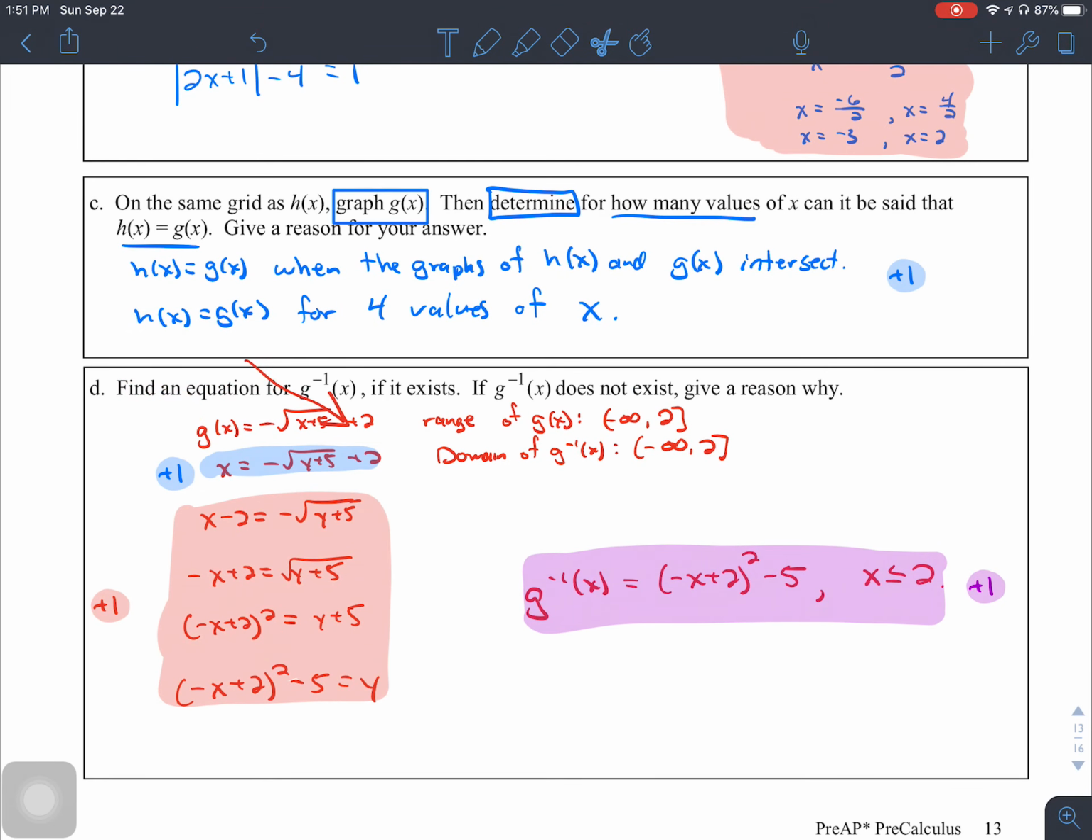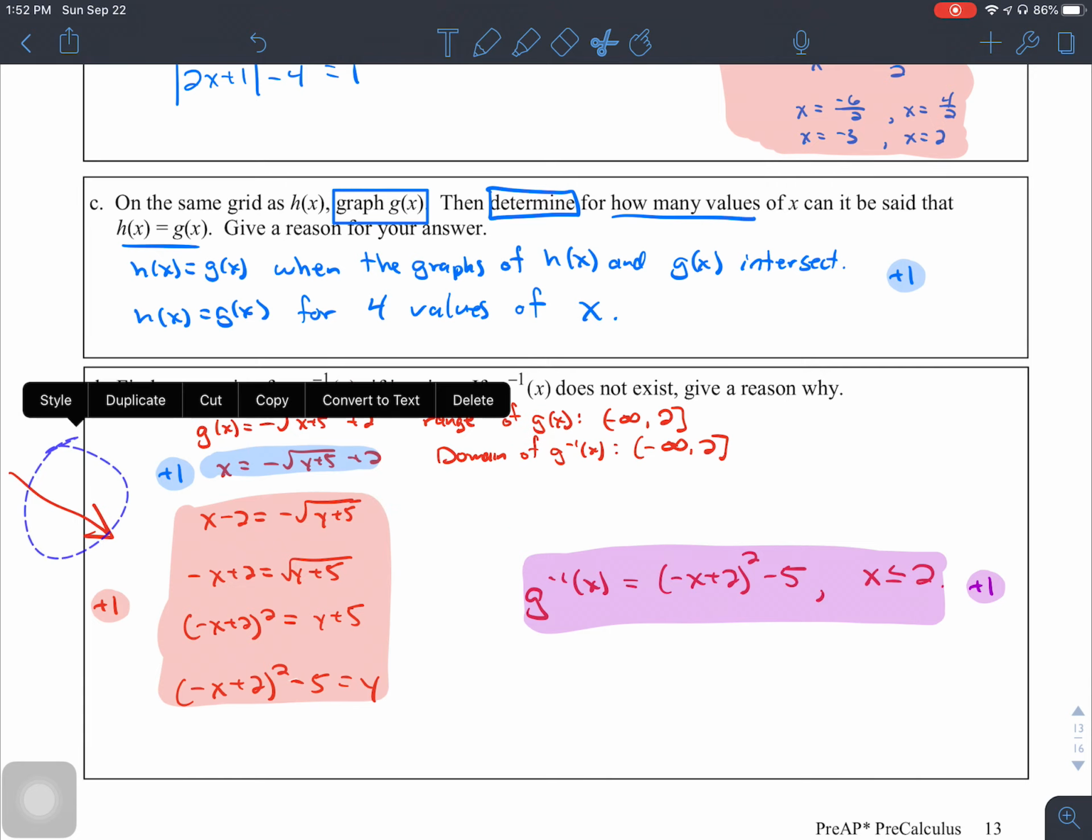So here's g of x. Its range goes from -infinity to 2. Its domain goes from -infinity to, I'm sorry, I said that wrong. The range of g of x is what I said. The domain of g inverse would be that same range, because for a function and its inverse, you interchange x and y. So we're concerned about the domain of g inverse of x. That's why we said what the range of g of x was. Now this part here, you don't get any points for writing this down, but I'm just explaining where I'm getting this stuff from. So this is worth 3 points.